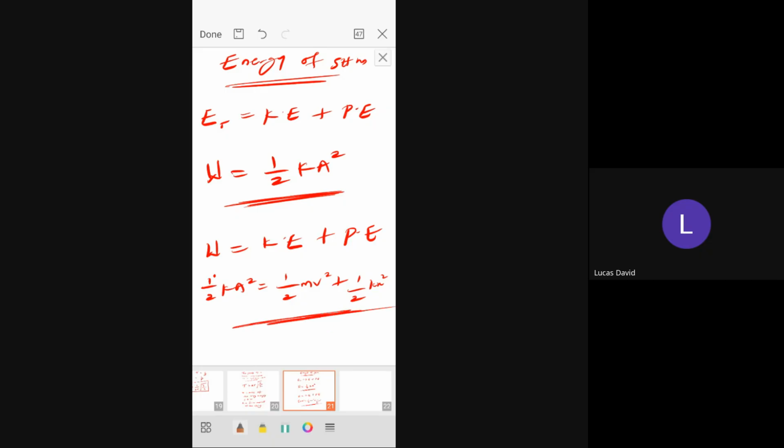So take note of this. Basically, this is what I want you to take note of. Anytime you're being asked to calculate the energy of a body undergoing simple harmonic motion, for any mass hung on a spring, most of the time that is how the questions will come.